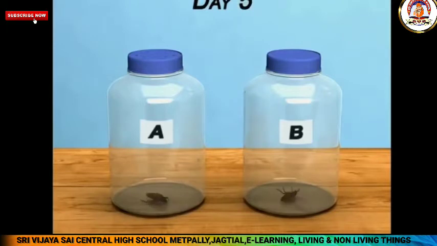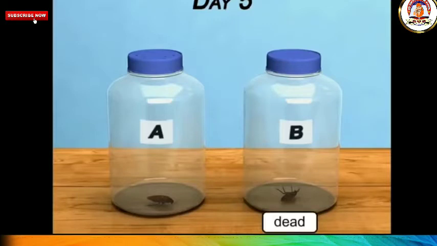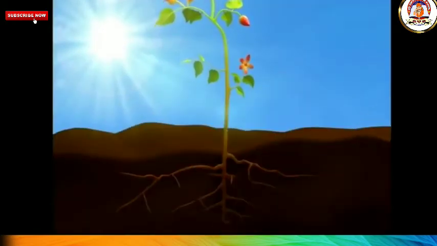You will observe that the cockroach in bottle A is alive, whereas the cockroach in bottle B is dead. The cockroach in bottle A is alive because air could enter the bottle from the holes in the lid. So, the cockroach could breathe. The cockroach in bottle B did not get any air to breathe, so it dies. Plants also breathe in air. They breathe in through tiny holes present in the leaves.